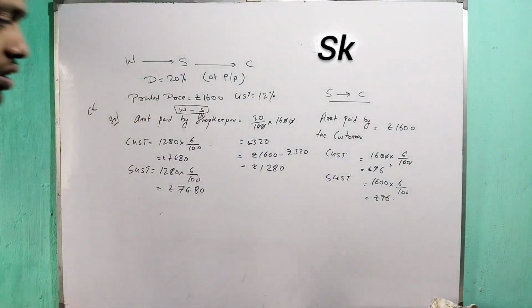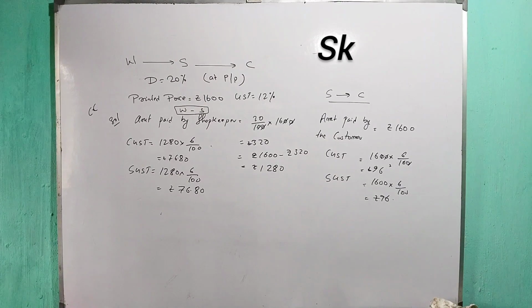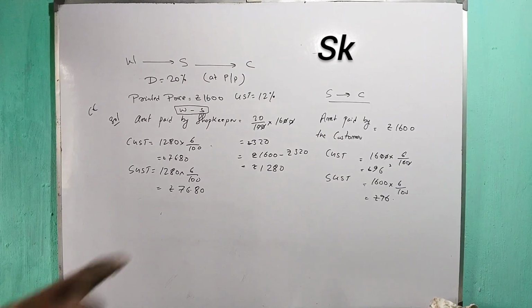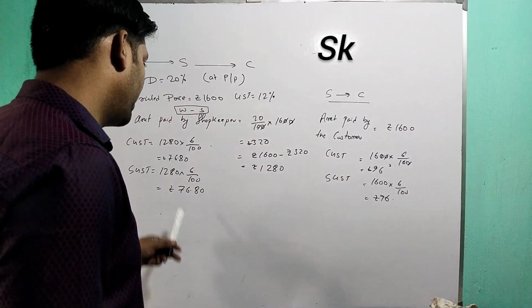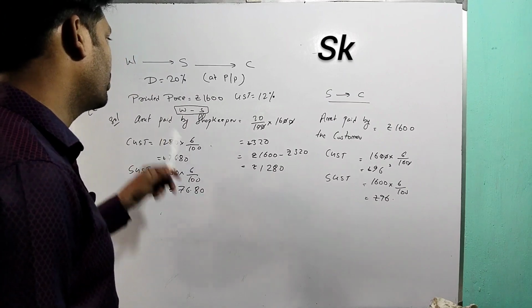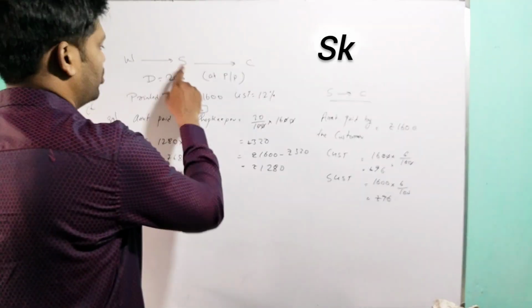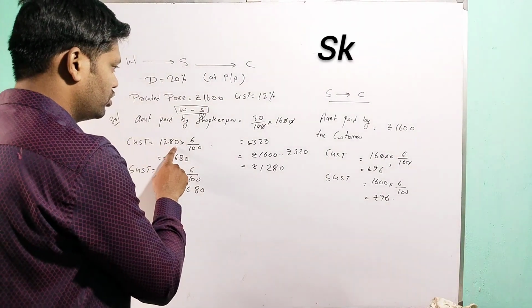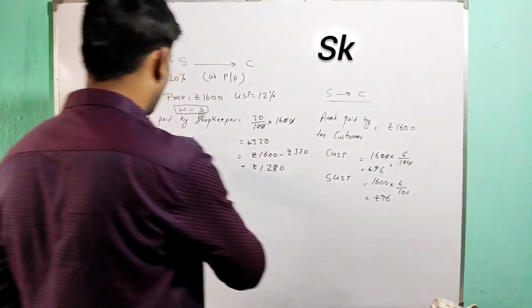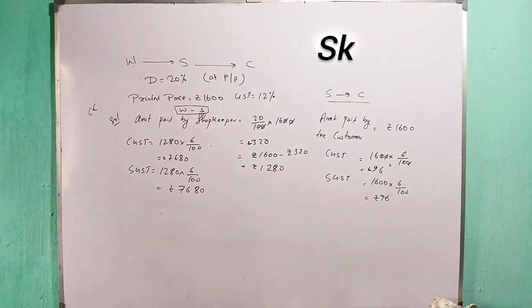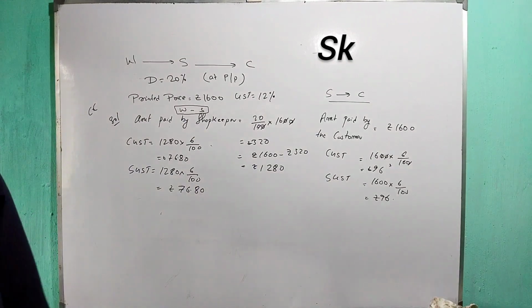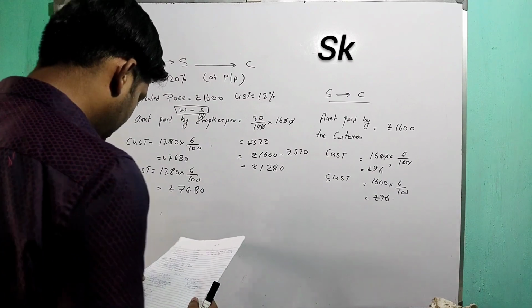So these are the two values. Understood? This is the tax which the customer has paid, and this is the tax which the shopkeeper has paid. See, there is a difference in the tax paid by both of them. Why? Because the cost at which the shopkeeper bought is rupees 1280, but what he sold at is 1600. So the cost is more, so he has to pay more tax. Now the question arises, after all the things we did, what is the question they are asking?